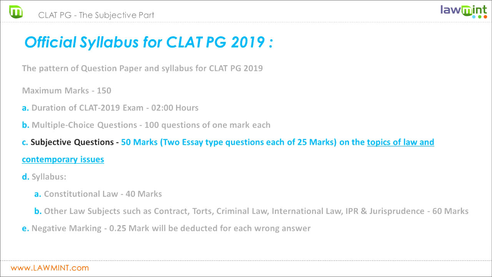What is the official syllabus for the subjective part of CLAT PG 2019? When the original announcement was released, it was just mentioned that the subjective part would consist of 2 essay type questions of 25 marks each, adding up to 50 marks. Looks like the CLAT help desk received a number of emails and phone calls from students seeking more clarification on the subjective part, and thereafter an additional bit of information has been updated into the official website, which says that these 2 questions will be on the topics of law and contemporary issues.